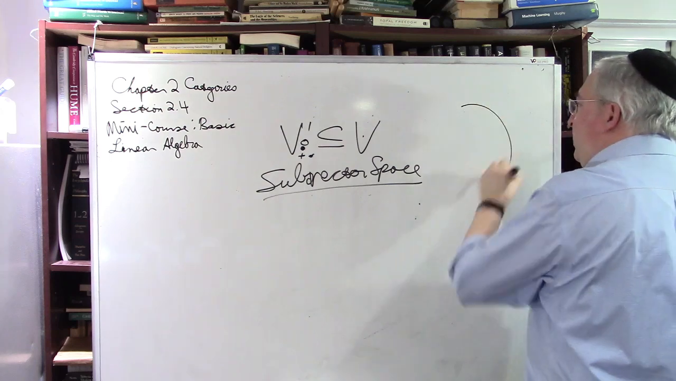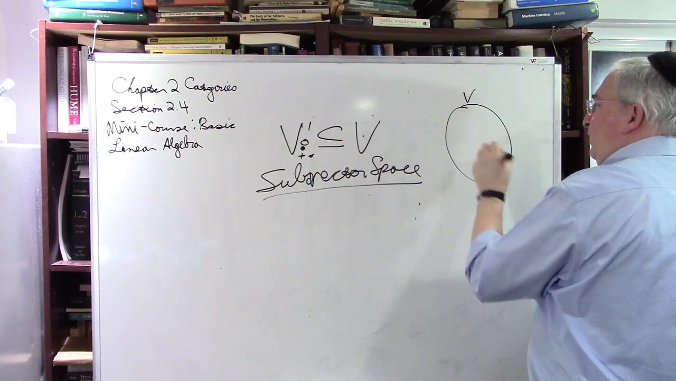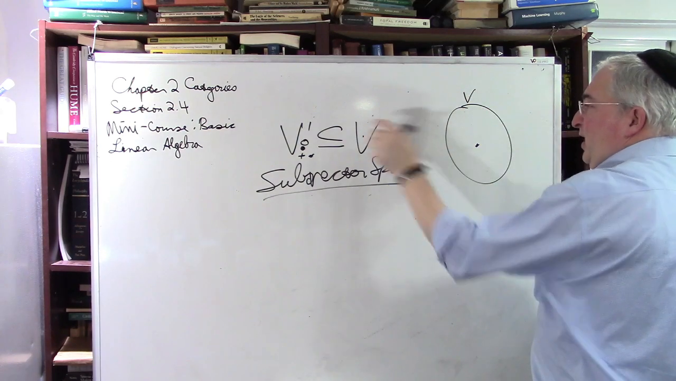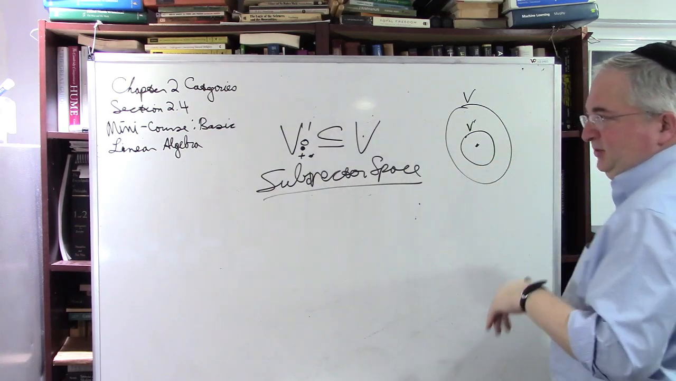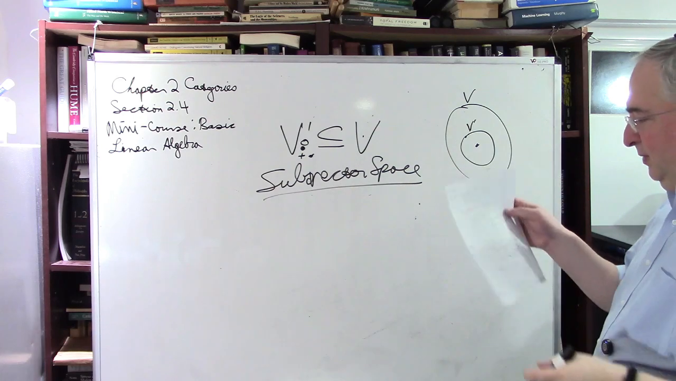So if you want, here is a vector space, and it has a zero vector in it, and V prime also has that vector space. So that's the way you write a subvector space.